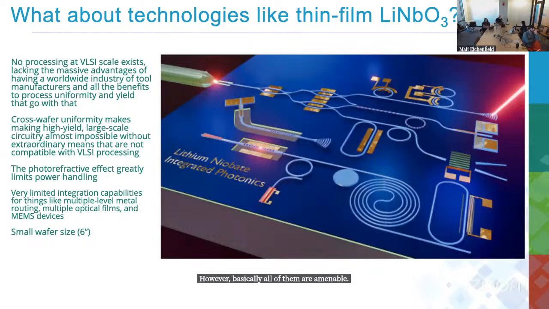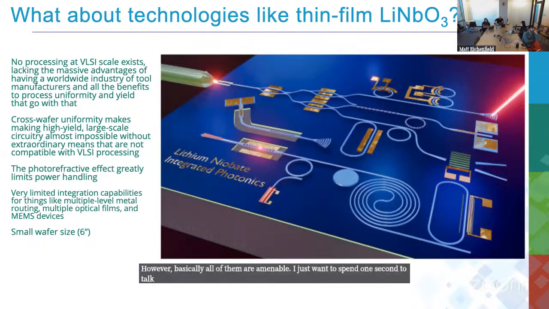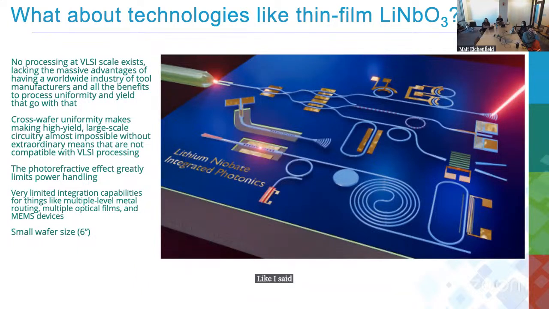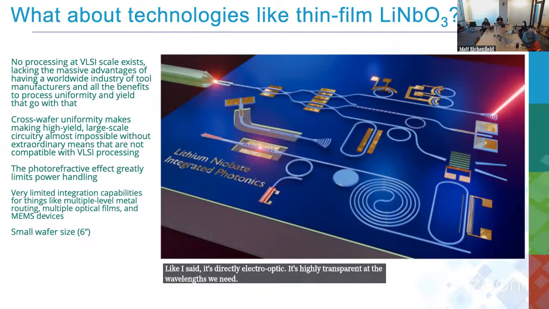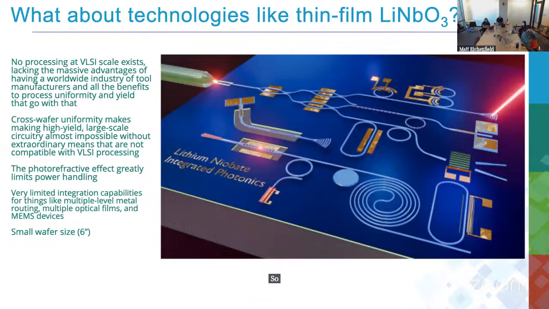I just want to spend 1 second to talk about materials like lithium niobate, because lithium niobate is an incredibly powerful material. Like I said, it's directly electro-optic, it's highly transparent at the wavelengths we need. There are some issues like it can't handle very high power, but that's not really an issue for the kinds of devices that we need to make. The biggest issue is just the scale of it, right? And the integration complexity.